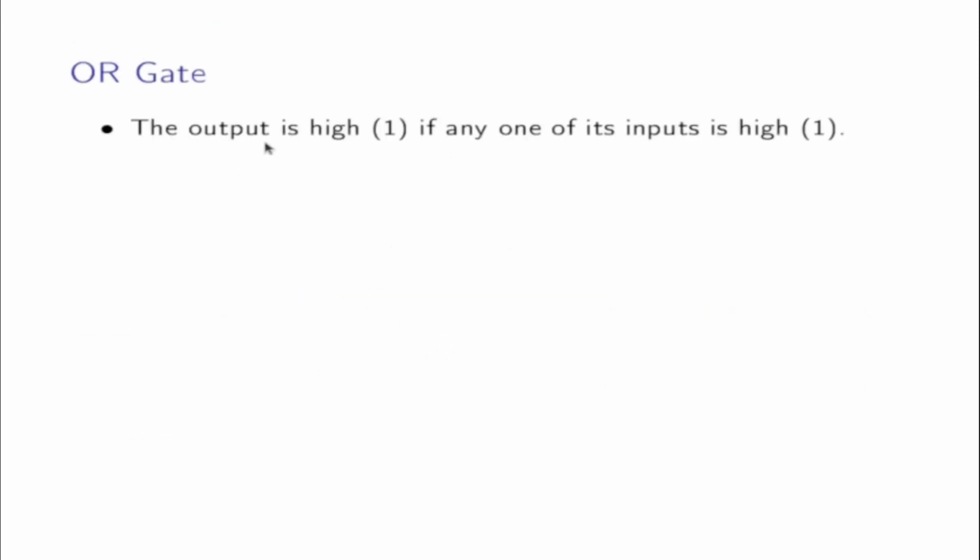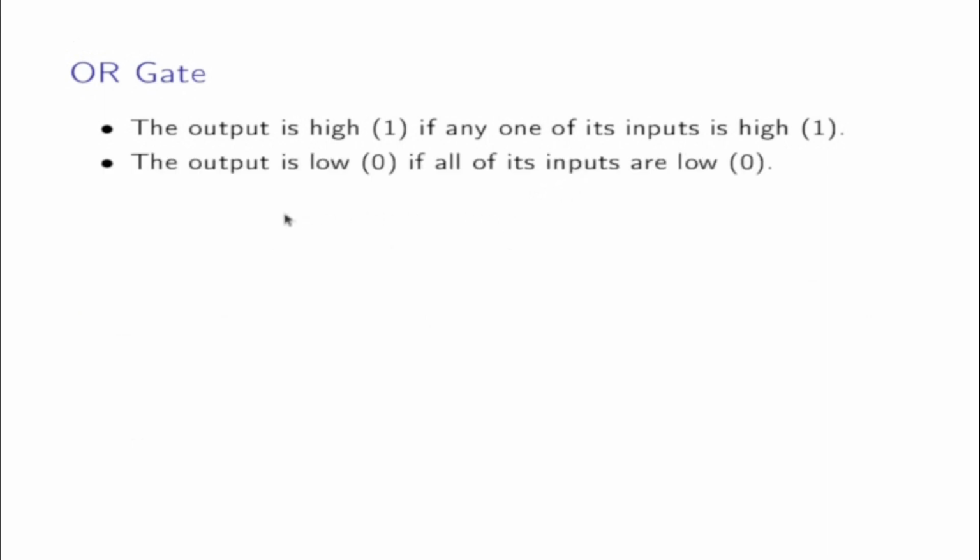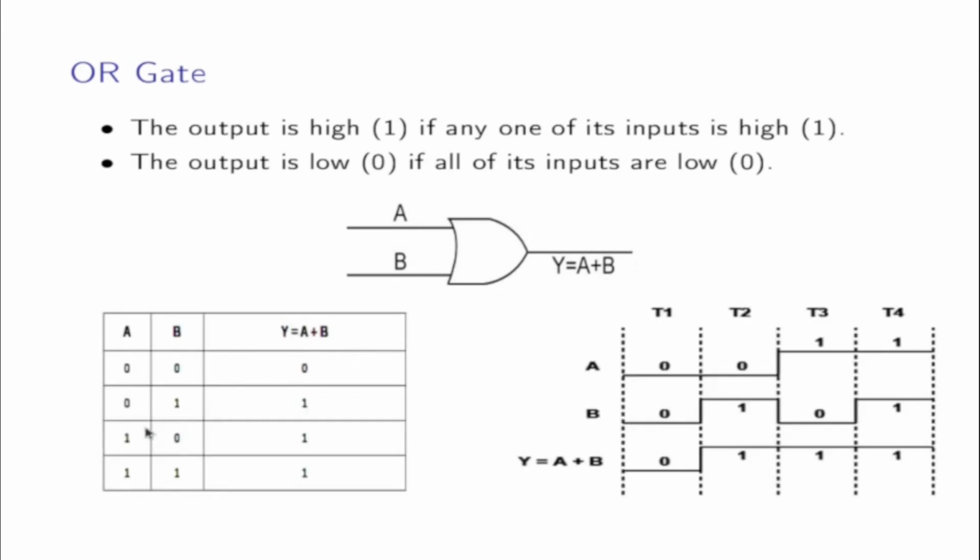Now the OR gate. For the OR gate, the output is high if any one of its inputs is high, and the output is low if all of its inputs are low. This is the symbolic representation. A and B are the inputs. Y is equal to A or B is the output of the OR gate. So this is the truth table and this is the timing diagram.